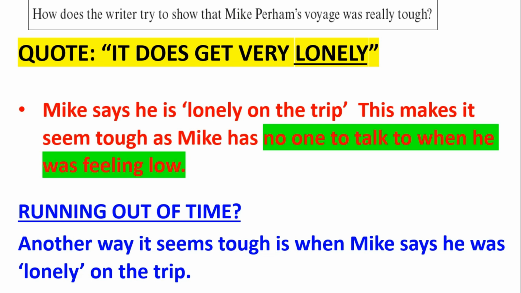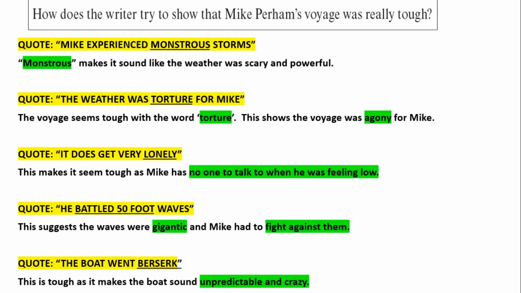So I'll explain that. But if you're struggling for time and you've only done 1 or 2 quotes, try to put 4 or 5 quotes in really quickly that show it's tough, but you're not really explaining it. So for example, instead of putting Mike says he's lonely on the trip, this makes it seem tough, and so on, just put, another way it seems tough is when Mike says he was lonely on the trip, and don't explain it. Yeah, so obviously we want you to do really good PEEs, but if you're running out of time, you've only used a couple of quotes, just try and do 3 or 4 like I've put in the blue. And there's some more.